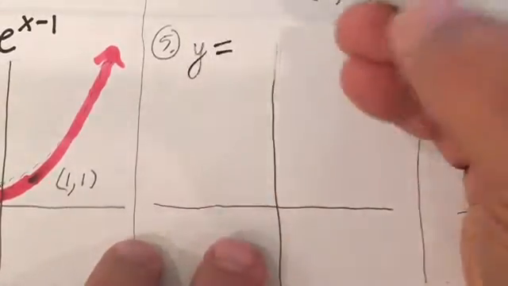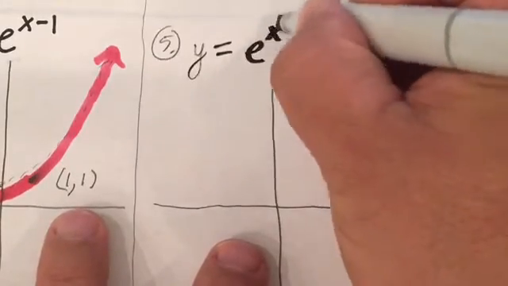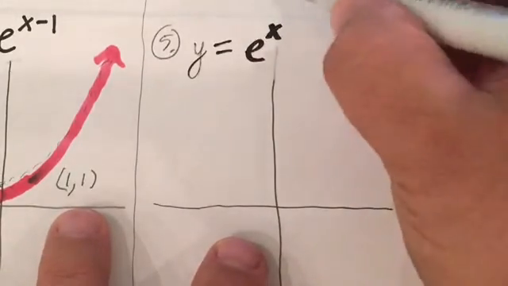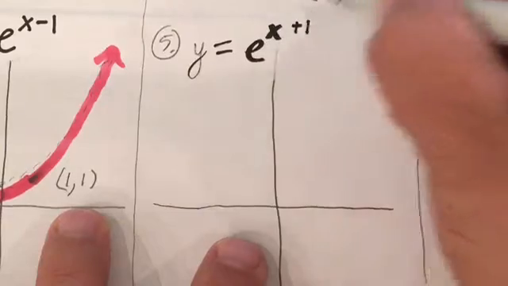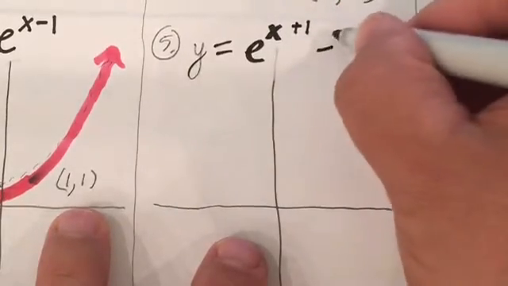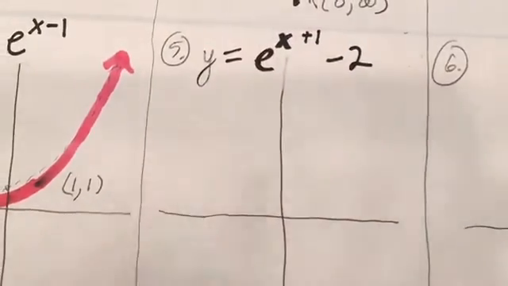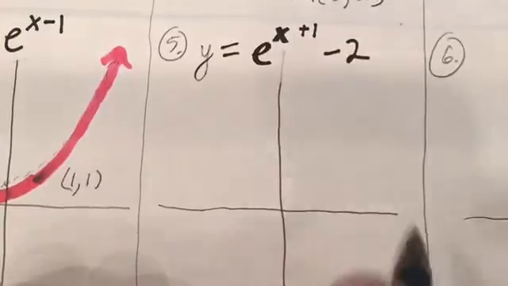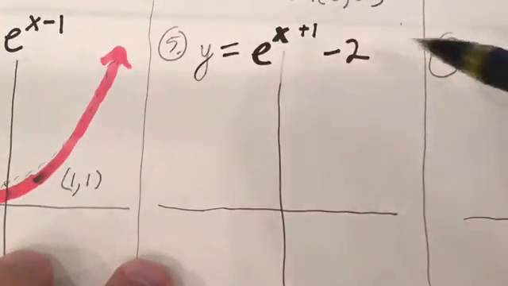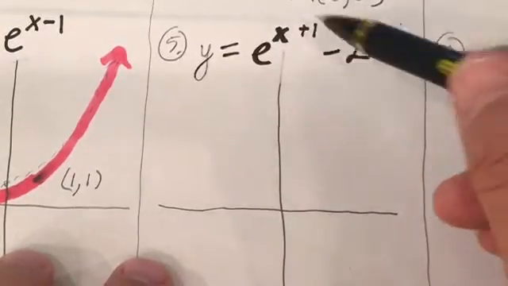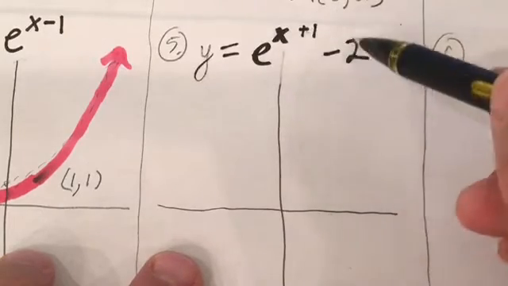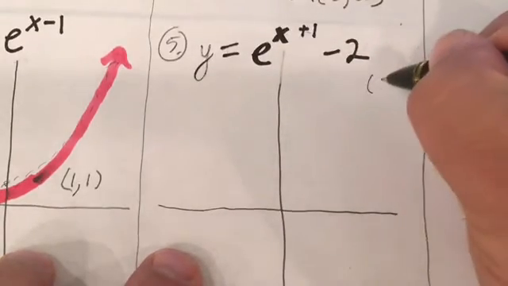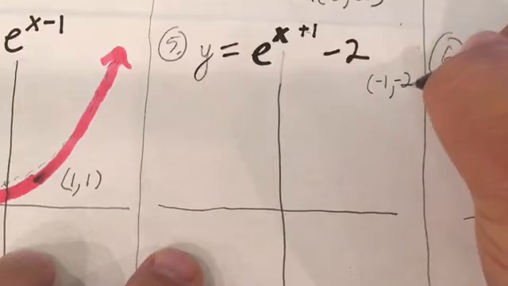Y equals e to the x plus 1 minus 2. So for this, I'm going to implement our old friend, opposite same. Some people think that this is easier to graph because it gives you more to grab onto. It's like climbing a rock wall. The more rocks on it, the better off you are. So opposite same. So that's going to be negative 1, negative 2.